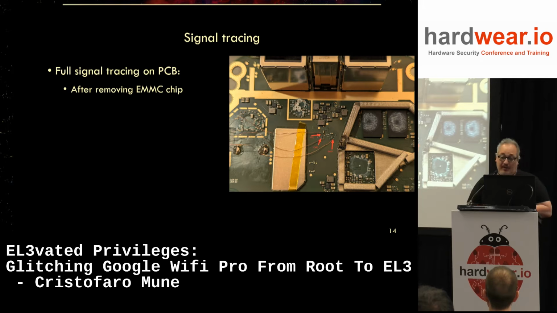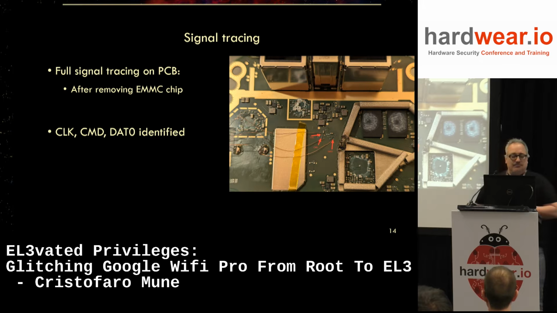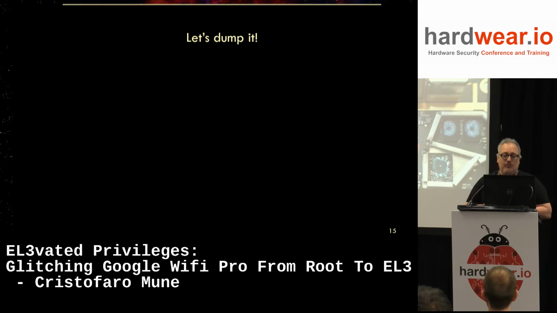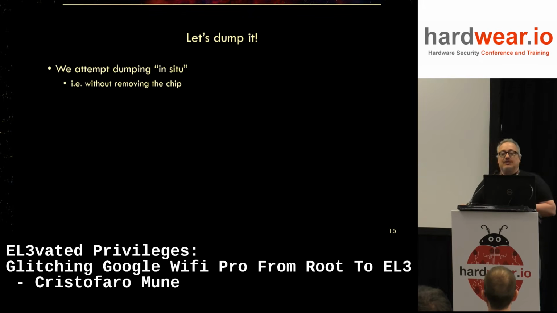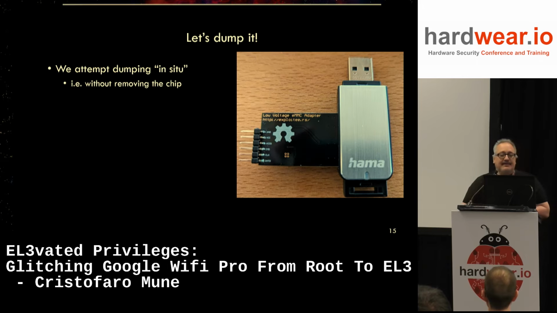But you're just a chip-off away from tracing everything, which is actually what we did. We removed the chip and did a full signal tracing on the PCB, and we identified the signals out of the BGA balls of the eMMC. Again, something which is normal practice here. Then we wanted to dump it in situ, connecting to it without removing the chip, because we found it more convenient.